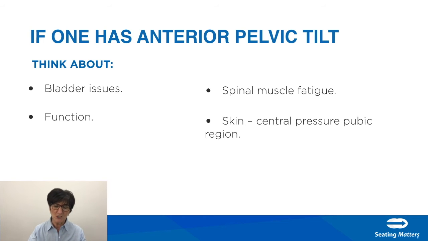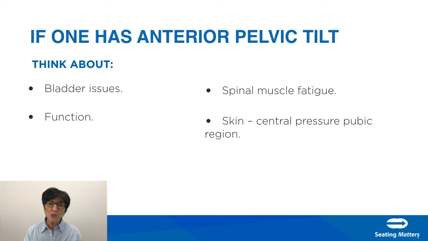Now, thinking of the bladder, when the pelvis is tilted forward, it impedes the flow of urine out of the bladder. And if someone is catheterized, it may cause a backflow of urine. Therefore, recurrent urinary tract infections may be a symptom of this.